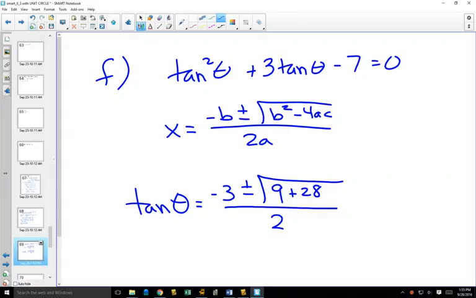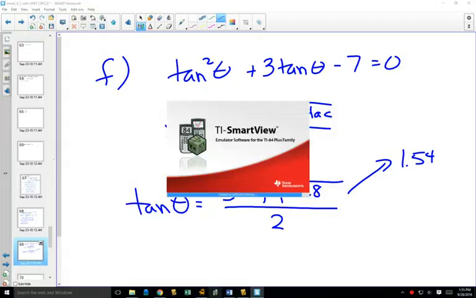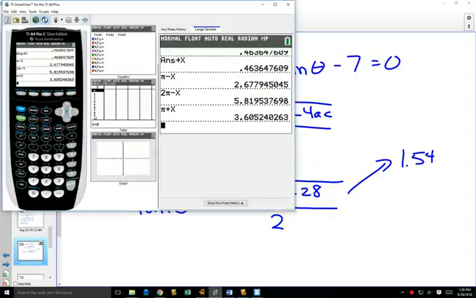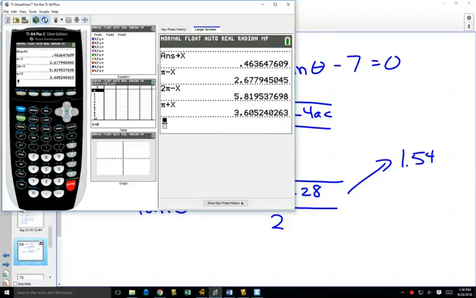So when we do -3 plus the square root of 37 over 2, we get one answer that's 1.54. Oh, I want to show you a couple tricks. It's nice to have a couple tricks on your calculator. First of all, for this one, since we have more than one thing on top, it's going to be nicer if we use the fraction button.